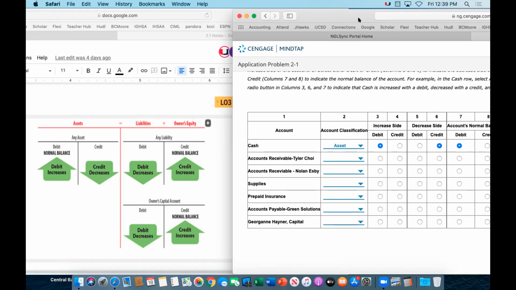And I'm not going to try to be mean, but if you ask how do you increase an asset, I'm going to say, do you have your notes up? They're right there. Do you have your book up? It's right there. It's telling you. You don't need me to tell you. Assets are on the left side of the accounting equation. They increase on the left.